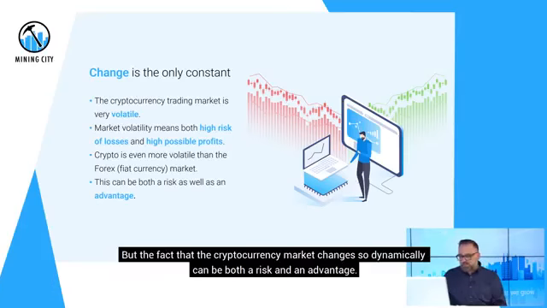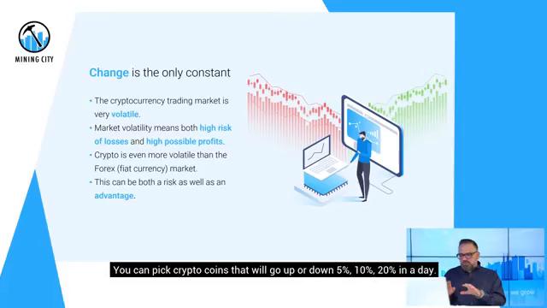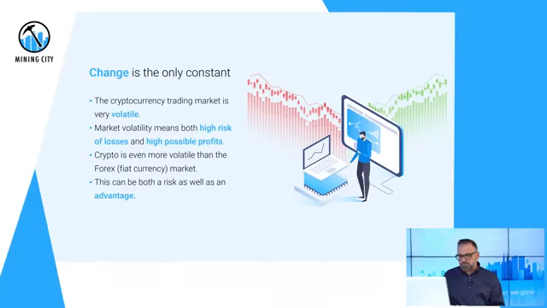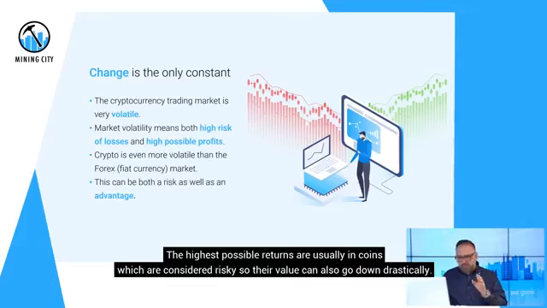But the fact that the cryptocurrency market changes so dynamically can be both a risk and an advantage. You can pick crypto coins that will go up or down 5, 10, 20% in a day. That's something you don't see often in the stock or forex markets. The highest possible returns are usually in coins which are considered risky. So their value can go up or down very drastically.